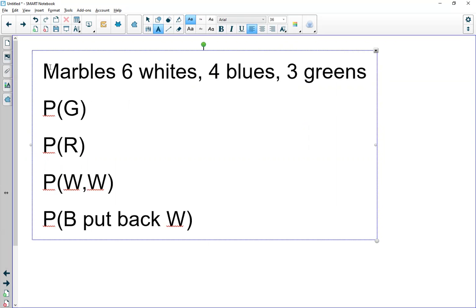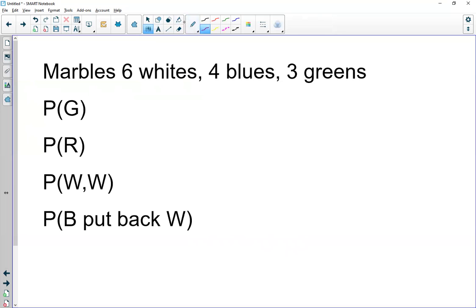Okay, so since the total is 13, it would be like 3 over 13. Good. So for this one, green, you have 3 choices, and then you count how many marbles you have in total, which is 13. So green is 3 out of 13. Red, there's no red, so 0 out of 13.